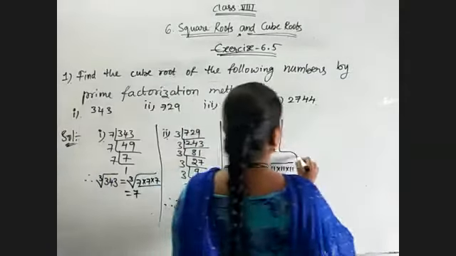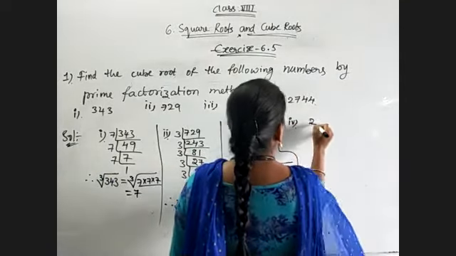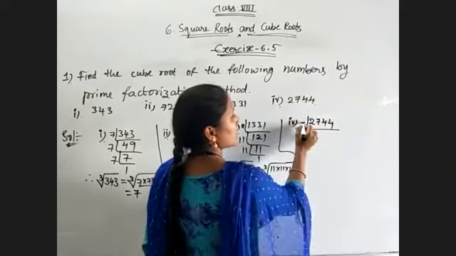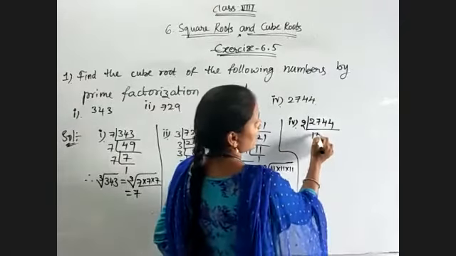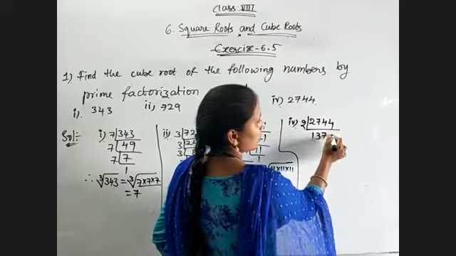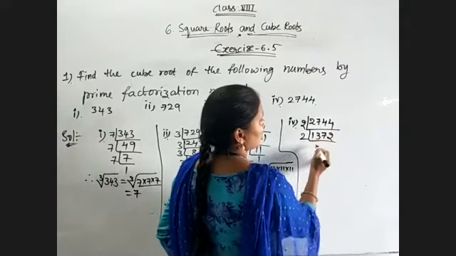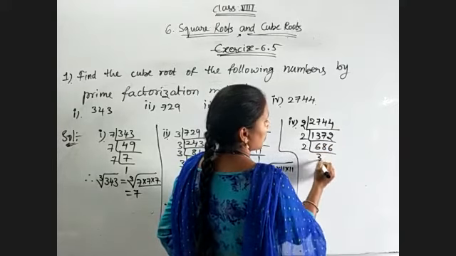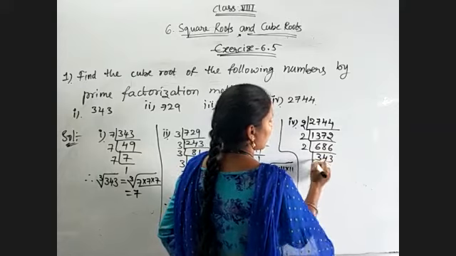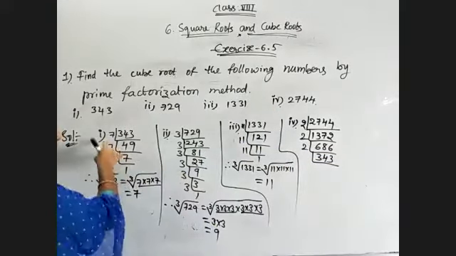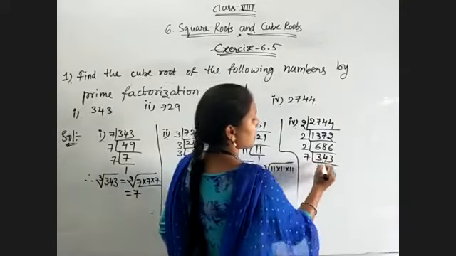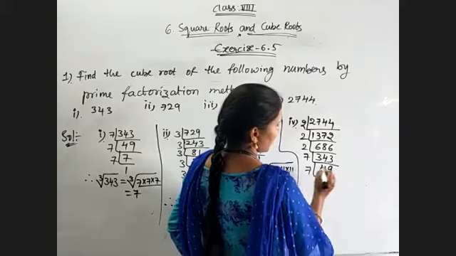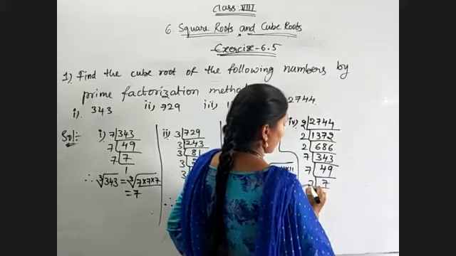Now coming to the fourth problem, 2744. Because 4 is there, the 2 table is suitable. 2 1s are 2, 2 3s are 6, 2 7s are 14, 2 2s are 4. 2 6s are 12, 2 8s are 16, 2 6s are 12. 2 3s are 6, 2 4s are 8, 2 3s are 6, 343. So again 3 sevens we will get here. That means 7 4s are 28, 7 9s are 63, 7 7s are 49, 7 1s are 7.